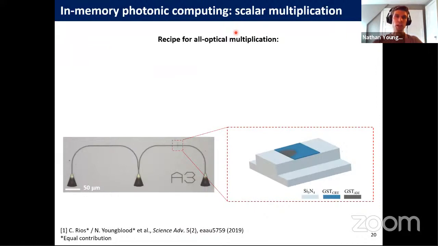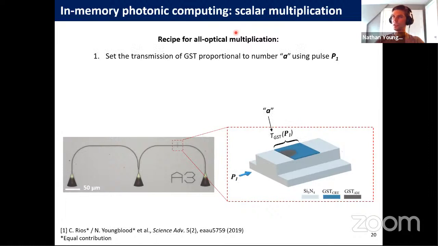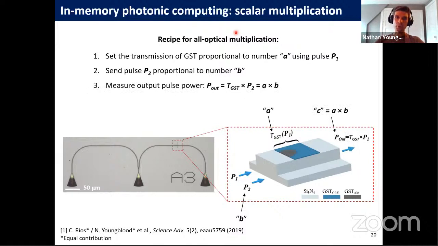Now, let's first address optical multiplication using phase change materials. So to do this, we would first set the state of the GST proportional to the number A, either using an electrical or an optical pulse. Next, you would send a second number B proportional to the input power of a second lower power pulse. And finally, you measure the output of that pulse, which is C equals A times B. And since the state of the material doesn't change because it's non-volatile, you can vary B as fast as you can vary the optical modulation speeds and measure the output C. So you can have very high speed multiplication happening using the optical domain.